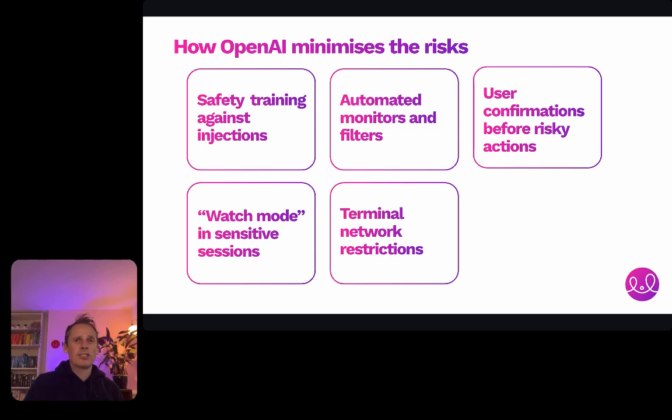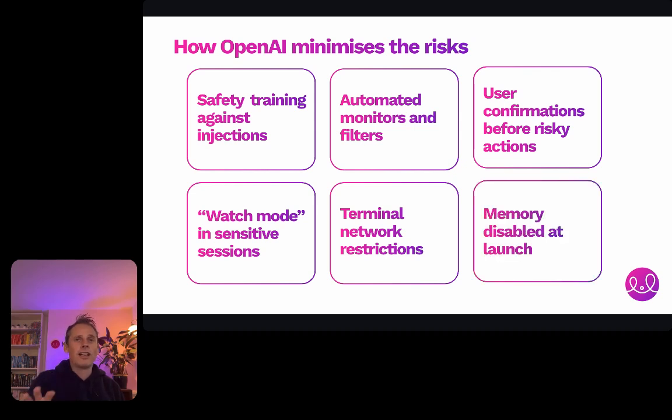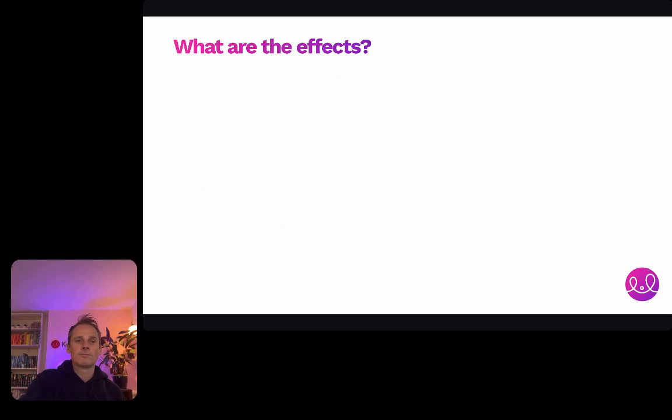There are specific terminal network restrictions. This runs in a sandbox, and OpenAI makes sure that the terminal is only able to do certain things. And then finally, any of the memory that you have in your ChatGPT account, which is obviously very useful when you are using ChatGPT, is disabled whenever agent mode is turned on. So none of the previous conversations that you've had are at risk of being displayed in an agent chat.